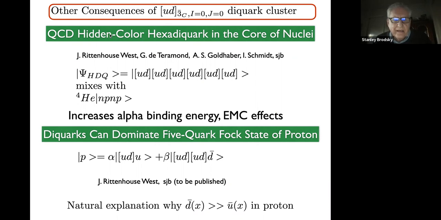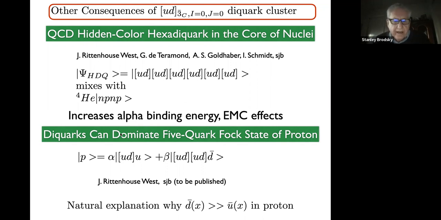have the hexadiquark. You can take six ud diquarks, and they have the same quantum numbers as the alpha particle. And that explains why the alpha particle has anomalous binding energy. So in fact, the nucleus can really have this extra Fock state. So that's a hidden color system.